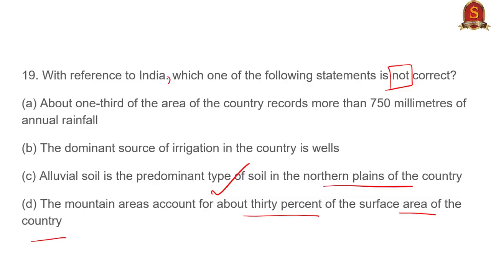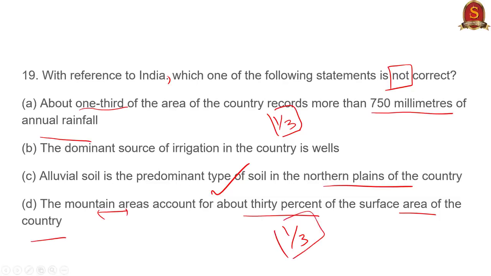Look at option A. About 1/3 of the area of the country records more than 750 millimeters of annual rainfall. Now, if you look at option D, this is pretty reasonable when compared to option A. Mountainous areas account for 1/3 of the country. Same thing, 1/3 here.